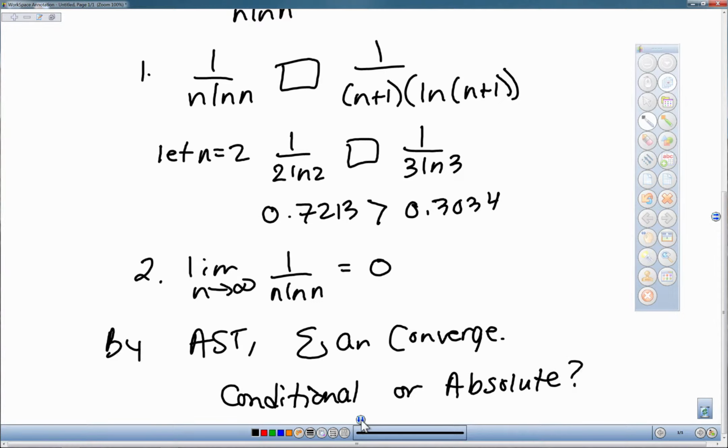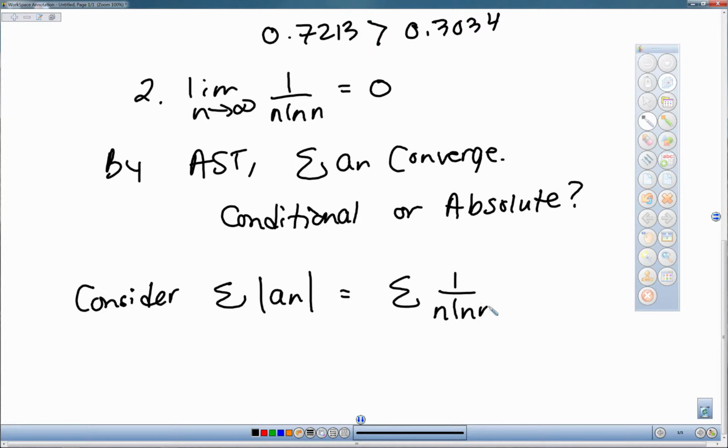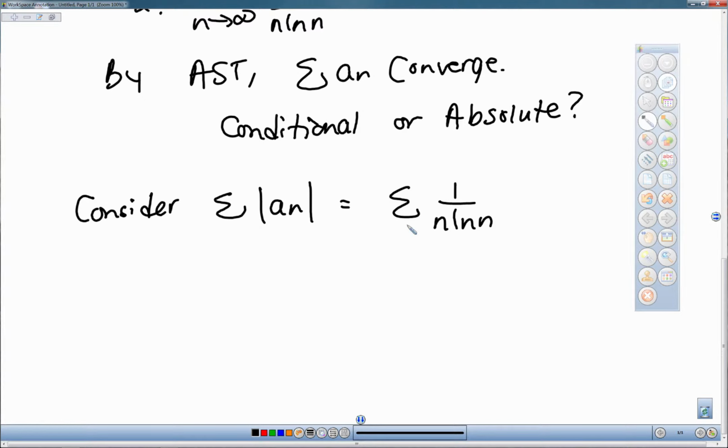So our next step then is to consider the series where we take the absolute value of every single term. In that case, we're just simply looking at this right here. And so what we're looking at then is a question: how do we determine whether this thing converges or not? And our first reaction might be to say, ooh, let's compare this to a p-series, specifically the harmonic series 1 over n. How does 1 over n compare to 1 over n times the natural log of n? That would be our first inclination.